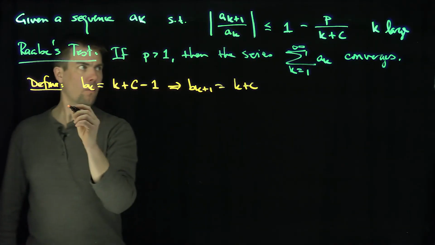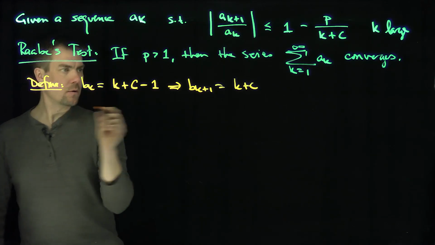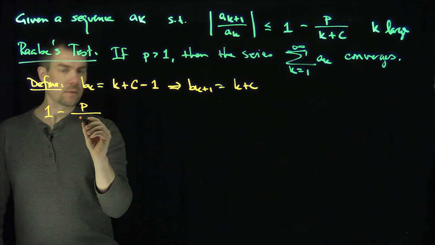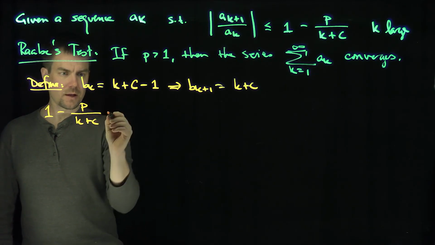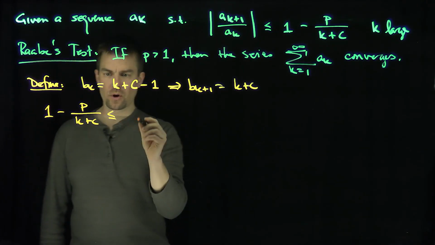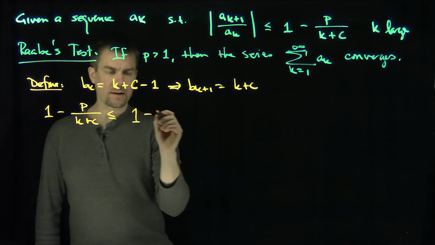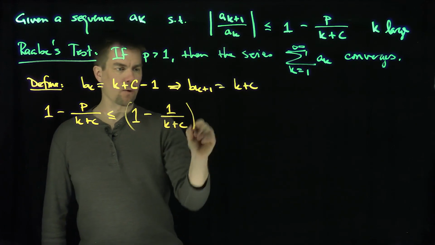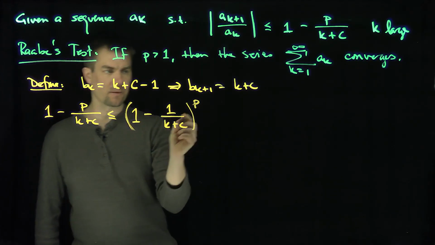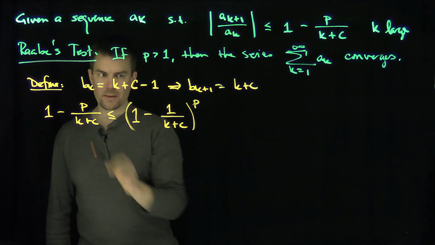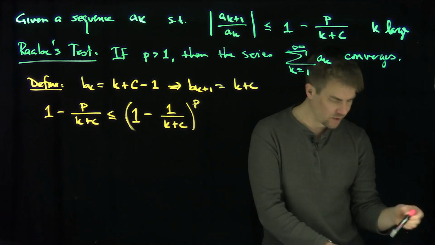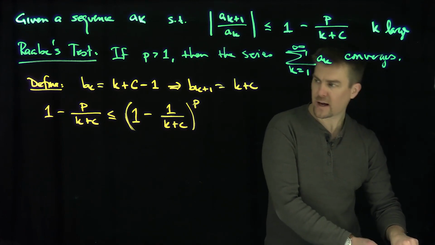So this 1 minus p over k plus C is less than or equal to, by the binomial theorem, 1 minus 1 over k plus C to the power p. And so this estimate follows from the binomial theorem because those are just the first two terms that we get in the binomial expansion. There are more terms in the expansion. So the binomial expansion gives me this. It's like Bernoulli's inequality. And so now let's rearrange this and see what we get.